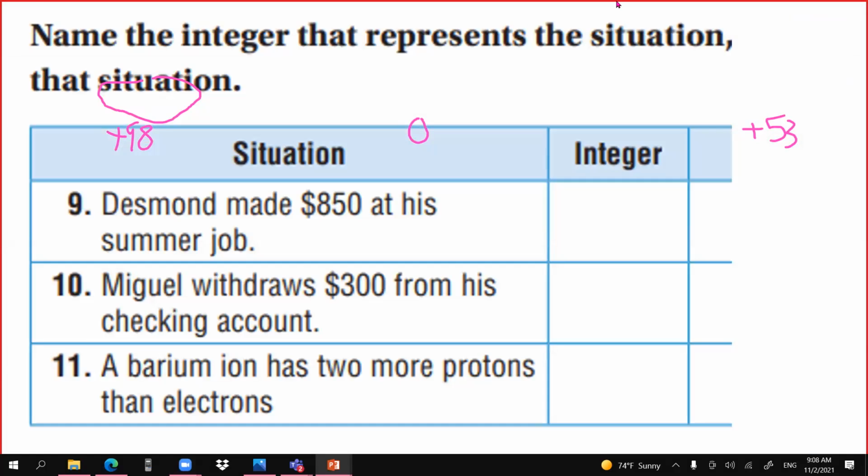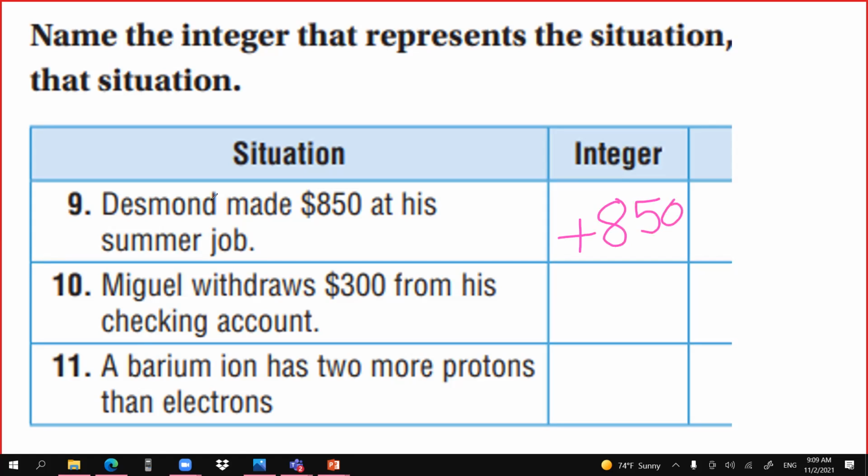Now, Habiba. Yes. This man made 850 at his summer job. What is the integer that represents the situation? He made 850. Negative 850? Positive 850. Thank you.